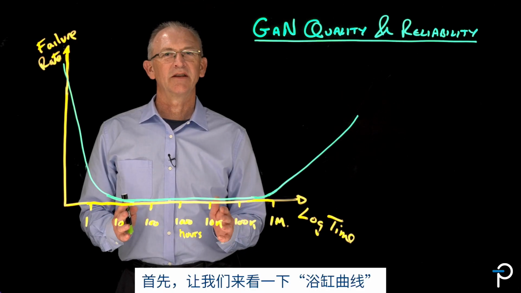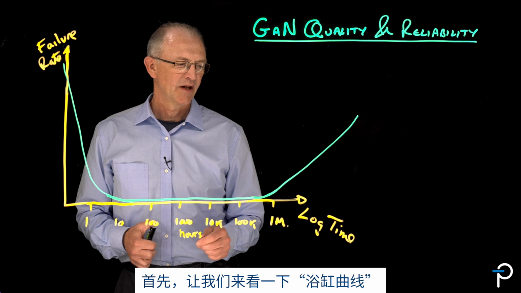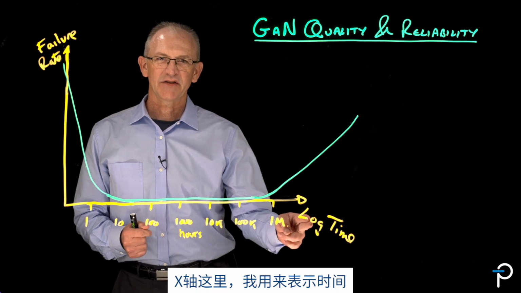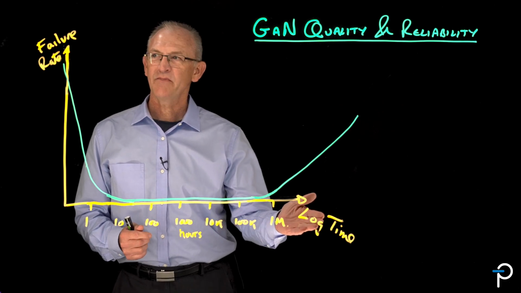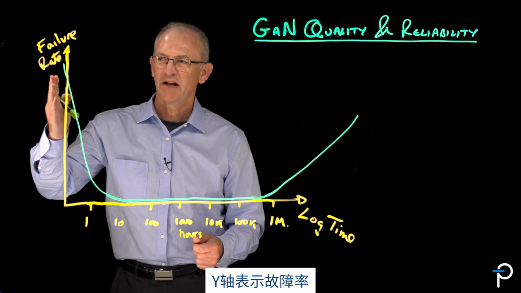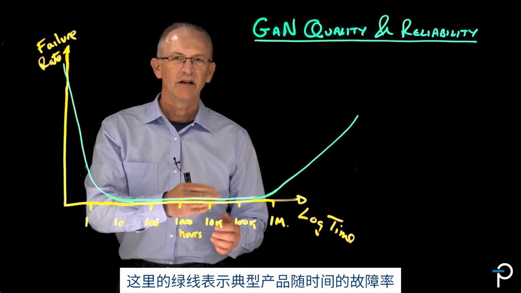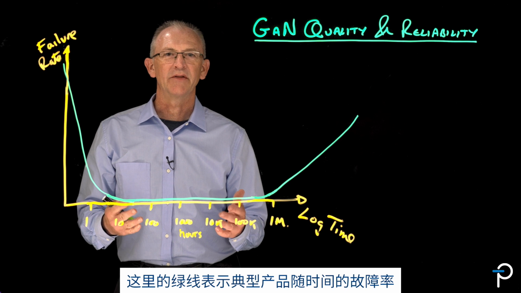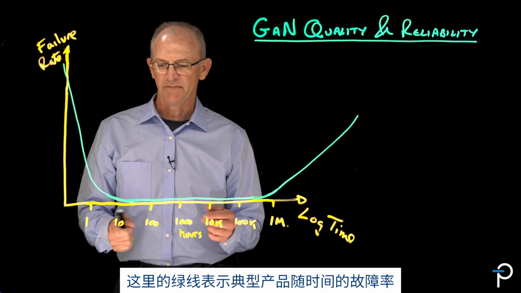So let's take a look at the bathtub curve. On the x-axis here, I have log of time. On the y-axis, failure rate. And then the green line here is the rate of failure of a typical product over time.